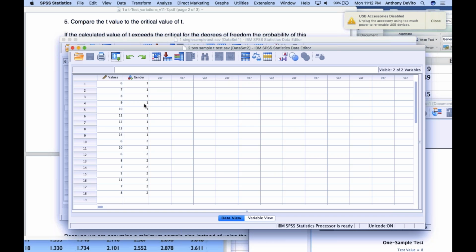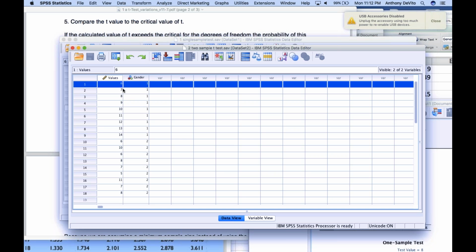Now notice that you have to organize it a bit differently in SPSS. Gender is assigned the numbers 1 and 2, values 1 and 2. So for each subject, you have a value and a gender value. It's not going to be in two separate columns the way it was in Excel. It just formats differently in SPSS. So let me go ahead and actually analyze this.